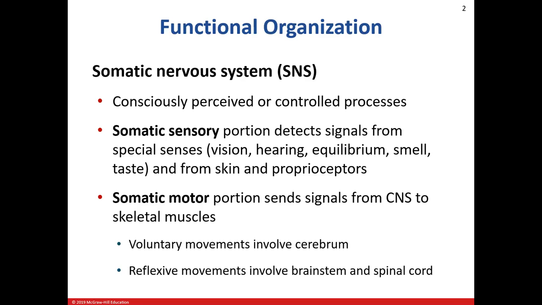Now, if we remember our somatic motor portion, that's what really involves the skeletal muscle system. So we're looking at the portion that sends the signals from the CNS to the skeletal muscle. These are voluntary movements that involve the cerebrum, and also the reflexive movements that involve the brainstem and the spinal cord.